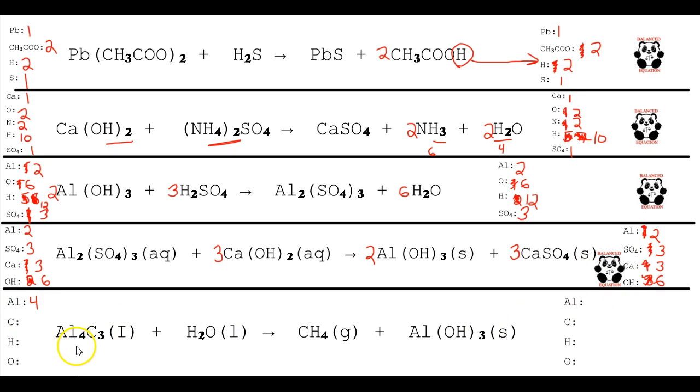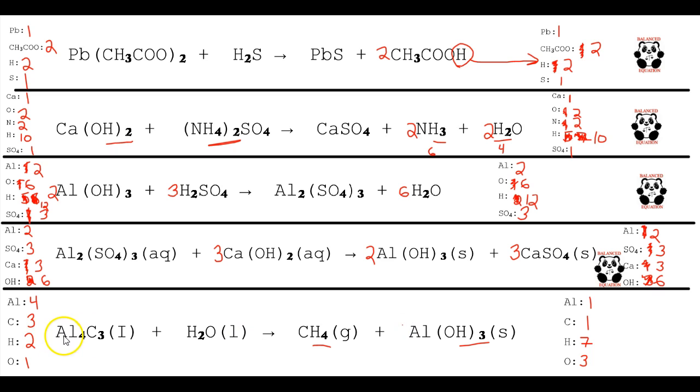All right, last one. Aluminum carbide plus water is going to make methane and aluminum hydroxide. 4, 3, 2, 1 on the left, 1, 1, and then you need to factor in the fact that I have hydrogens in both the methane and the hydroxide right there. 7 on the right, and then 3.